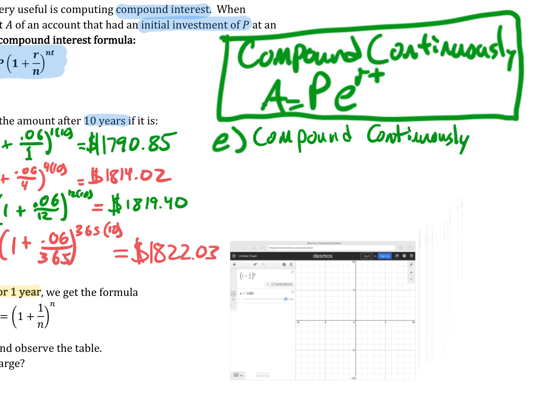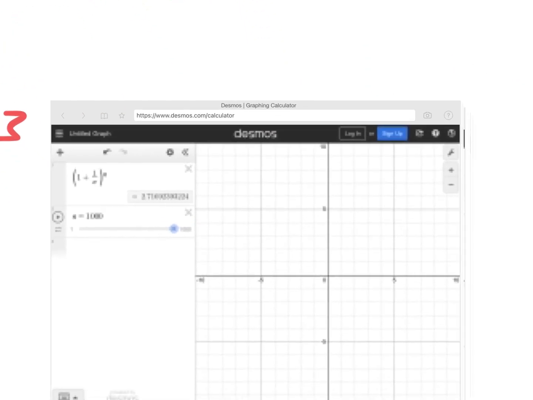So let's take our P, our principal, which was $1,000, and we're going to enter it into our equation. So we have A equals $1,000 times e to the rate, which was 6%, 0.06, times t, the time. And the time was 10 years, right? So now all we got to do is go to our calculator and plug this in. Now we're going to use Desmos, but you could use your TI-84 just as well, maybe even easier.